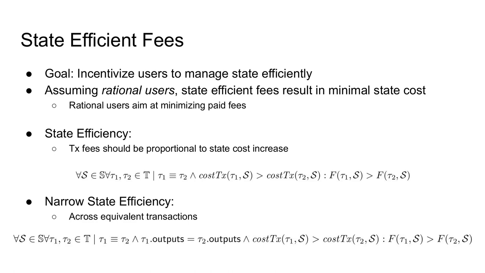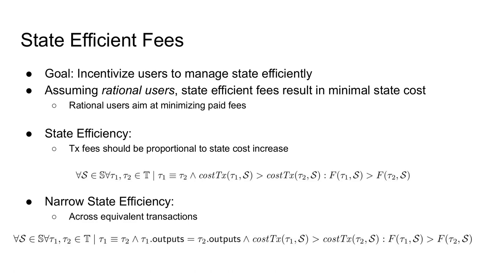And this is what this equation describes. We also have this notion of narrow state efficiency, which is the same as state efficiency, but across equivalent transactions. So if we assume fixed outputs or a fixed payment type, then narrow state efficiency describes how fees should behave for transactions that implement these payments.